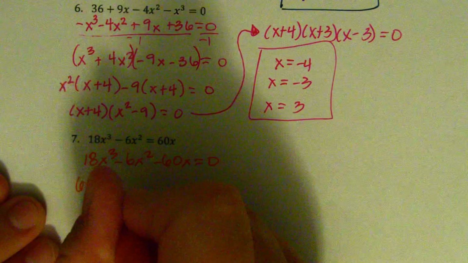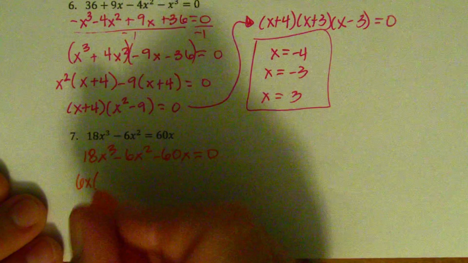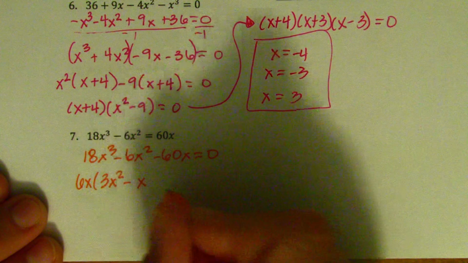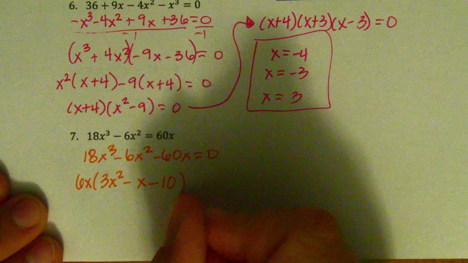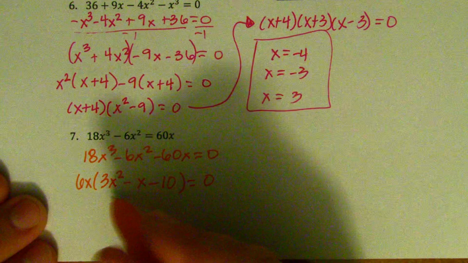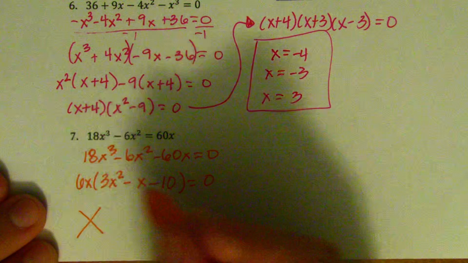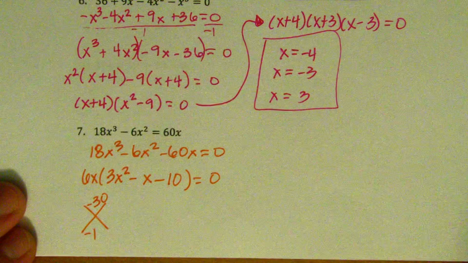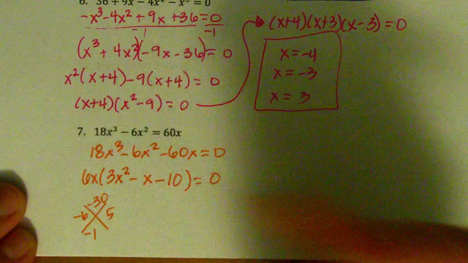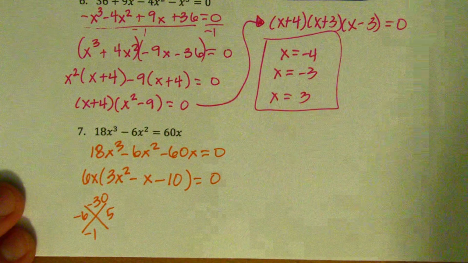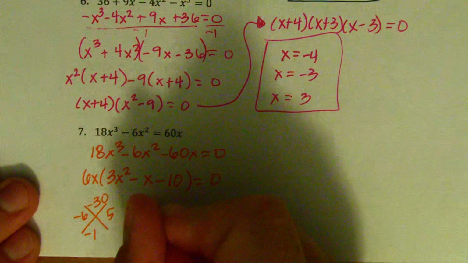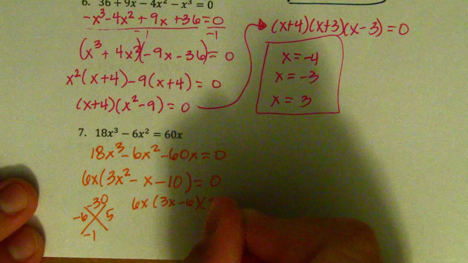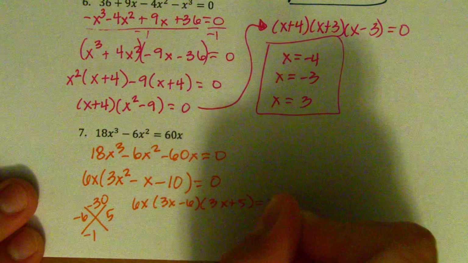So I'm going to pull out 6x, and from pulling that out, I'm left with 3x squared minus x minus 10 equals 0. And now I can use the x method on that middle part. 3 times -10 is -30, and I have a -1. That's my b value. -6 and 5 multiply to -30 and add to -1. So I have my 6x I'm bringing down, and then I have 3x minus 6, 3x plus 5 equals 0.